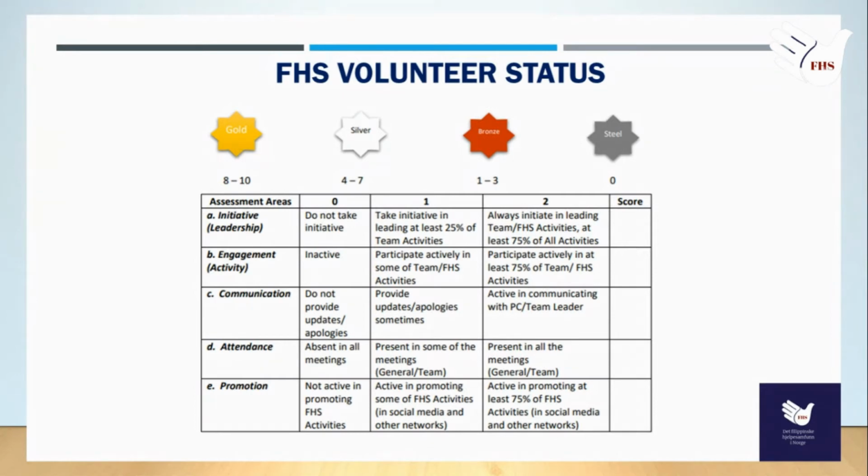All right, so we sum up the total score. If you got 2 in all the 5 assessment areas, then you'll get a perfect score of 10, and you'll get the status of gold. This is also true if you got a score of 8. 8, 9, 10 will give you a status of gold. If you got a score of 4 to 7, you'll get a status of silver. If you got 1, 2, or 3, you'll get a bronze status. And if you got a score of 0, then you'll get a steel status.